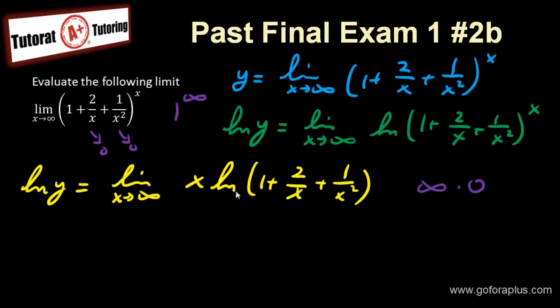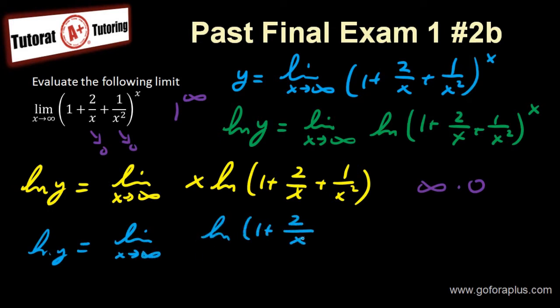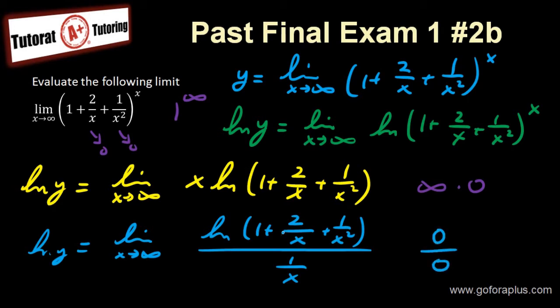This is one of the other tricks here. If you have terms like this, you have to make one of the parts go to the bottom and make it into a fraction. So what I am saying is ln of y equals the limit of x approaching infinity, ln of 1 plus 2 over x plus 1 over x squared, over 1 over x. So you have something like this. Okay, this is going to be 0 over 0. So that you know we can apply L'Hopital's rule.